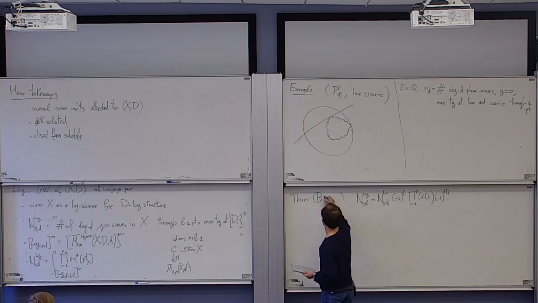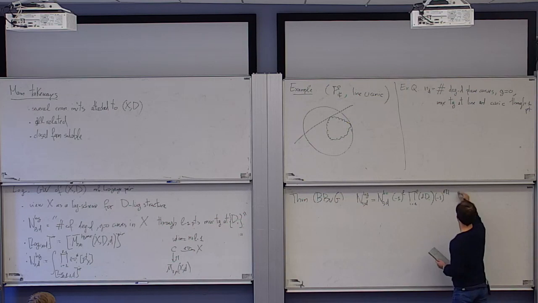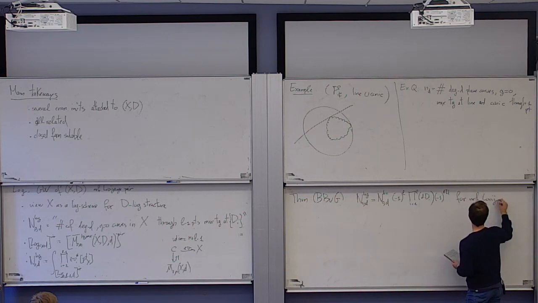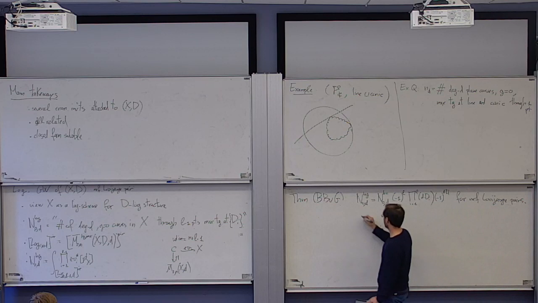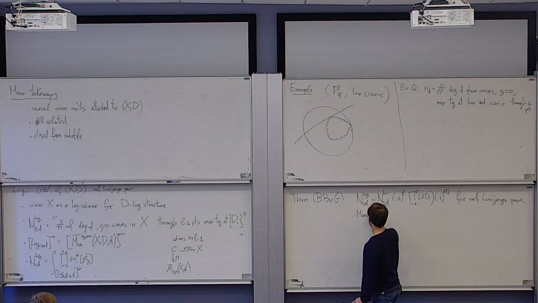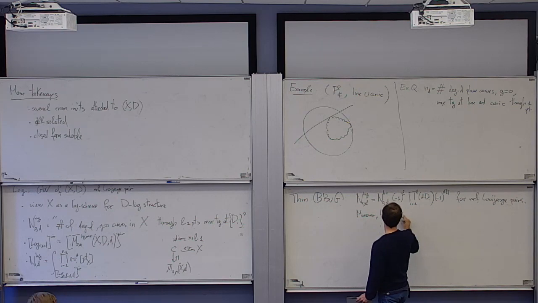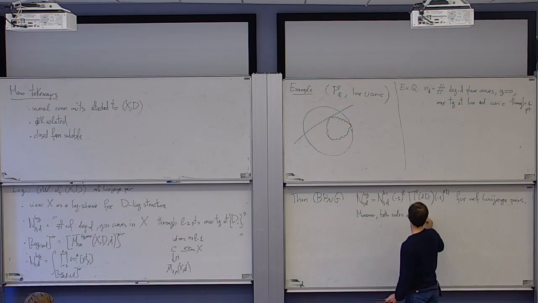So this is Bousseau, myself, and Van Garrel, for Nef Looijenga pairs. And moreover, both sides are closed form solvable.